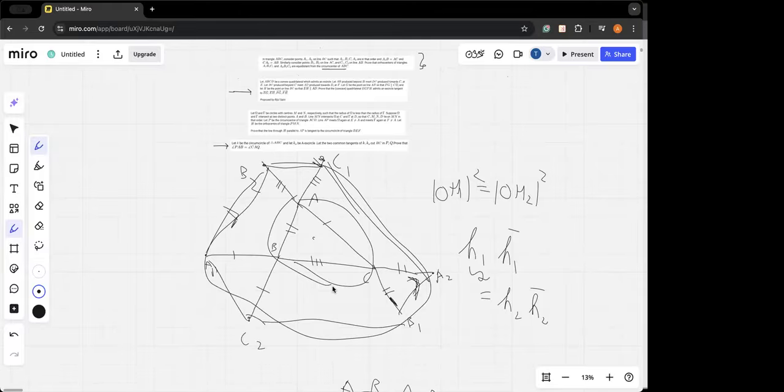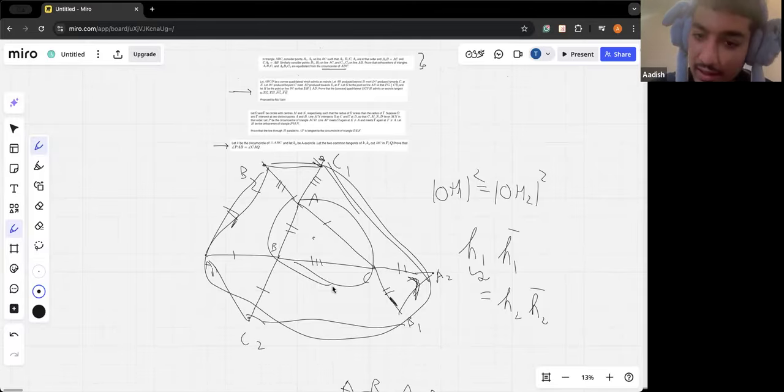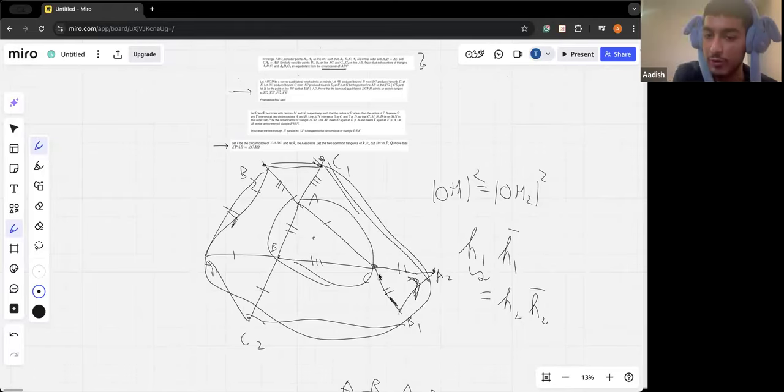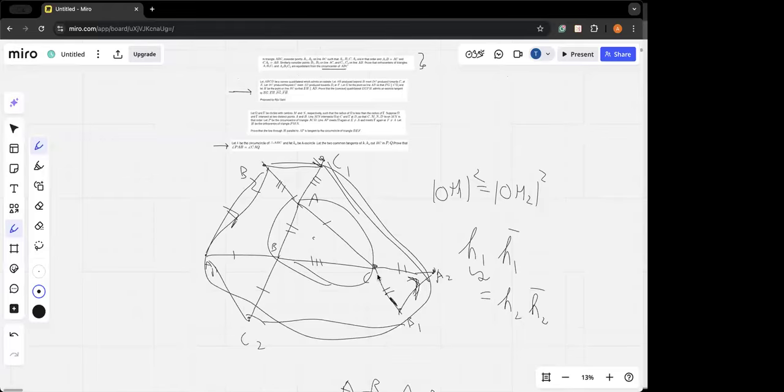Intersection of perpendicular bisectors. Indeed. And remember we were talking about how C is on the perpendicular bisector of B1, A2. Can you say something more about the perpendicular bisector of B1, A2? It's the angle bisector of ACB.